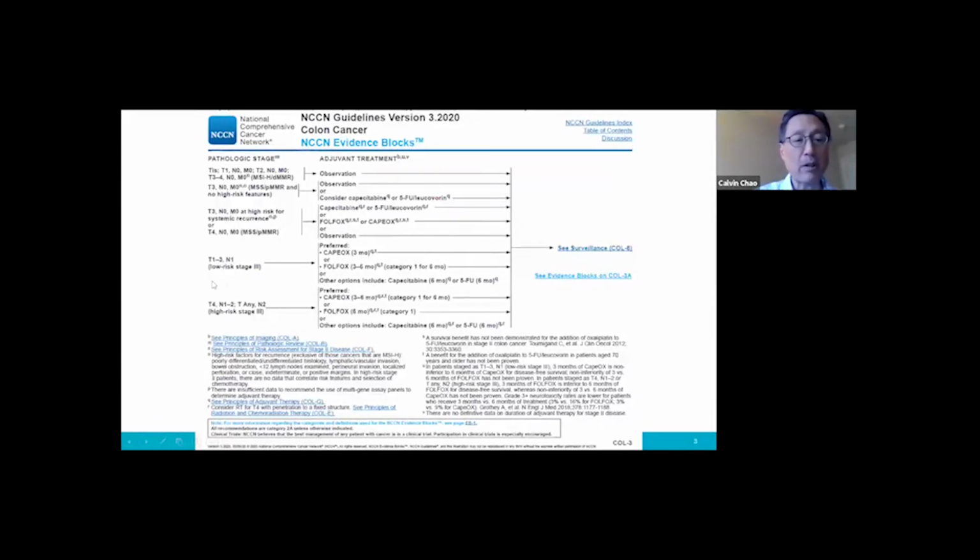For patients who are largely T3 N1, low risk stage 3, the IDEA meta-analyses have shown us that 3 months of CAPOX may be the preferred therapy for such patients, but we still have NCCN recommending as options 6 months of FOLFOX or CAPOX. And for the higher risk stage 3, T4 and or any N2, we see that patients should get more aggressively treated. But again, the guidelines suggest that 3 months of CAPOX is still an option.